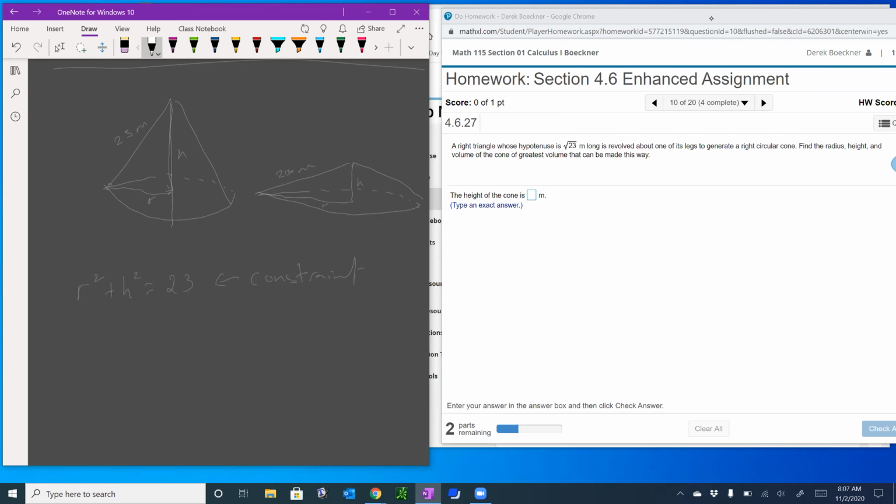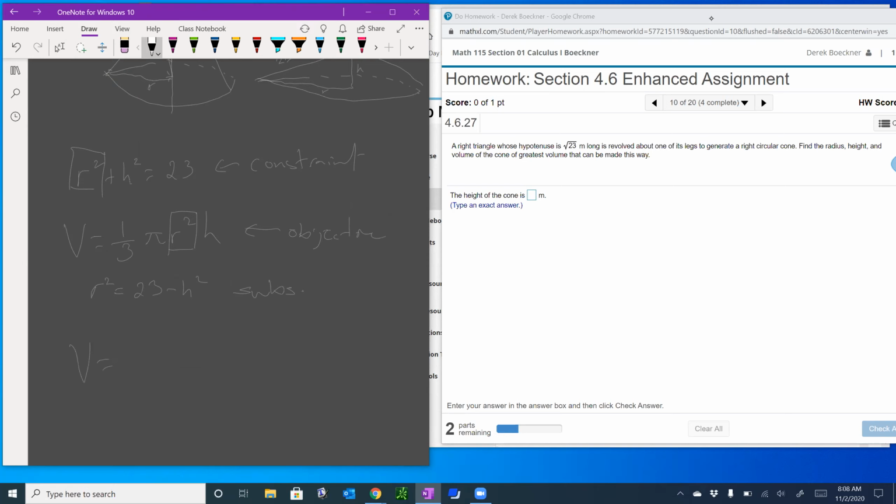The objective function is we want to find the cone of the greatest volume. So the volume of a cone is equal to 1/3 pi r squared h. The easiest thing that I see to replace in here would be the r squared, because I can solve for r squared right here, and then I won't have to actually have a square root anywhere in my function. So I'm going to solve for r squared. And we know that r squared is equal to 23 minus h squared. So this is our objective. This is our substitution.